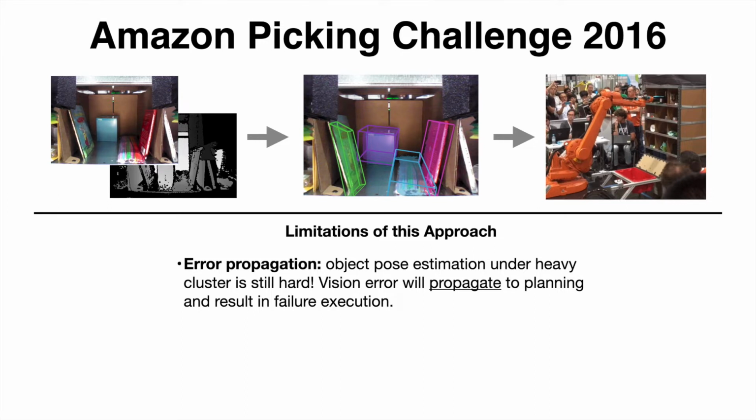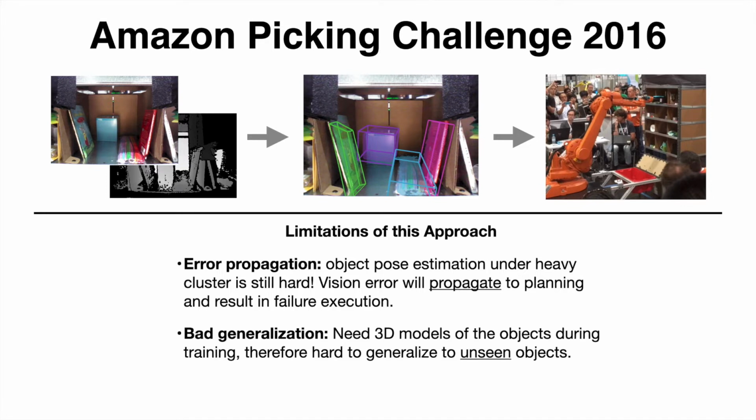For example, a 5 centimeter error in computer vision might be very small, but may directly lead to a collision between the robot and the shelf. And the second issue is about generalization. Because the algorithm heavily relies on the 3D models of the objects during training, it is very hard to generalize to unseen or new objects at testing time.